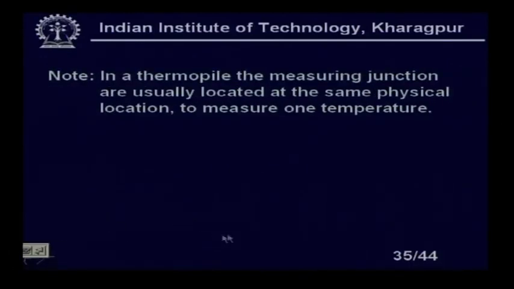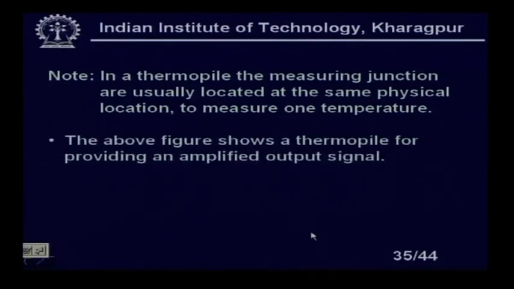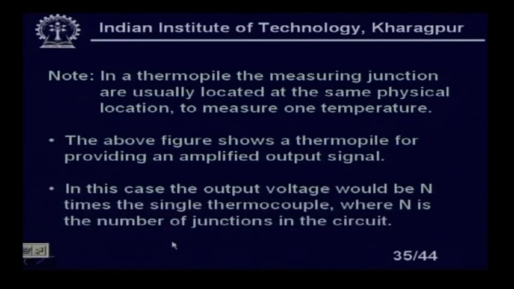In a thermopile, the measuring junctions are usually located at the same physical location to measure one temperature. The above figure shows a thermopile for providing amplified output. In this case, the output voltage would be n times the single thermocouple, where n is the number of junctions in the circuit. It looks like this.